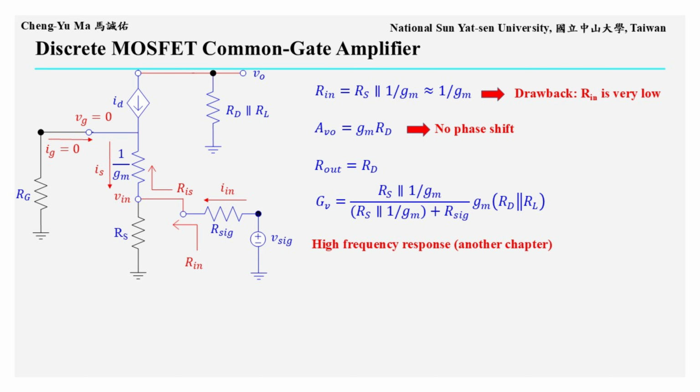Next, we move to the MOSFET common drain discrete amplifier. As shown in the circuit, the input signal is coupled to the MOSFET gate terminal through coupling capacitor C1, and the output signal is coupled from the source terminal through coupling capacitor C3. The drain terminal is connected to AC ground through coupling capacitor C2.